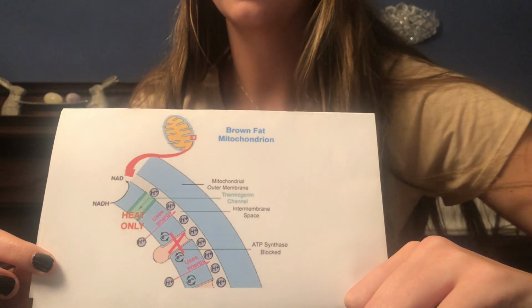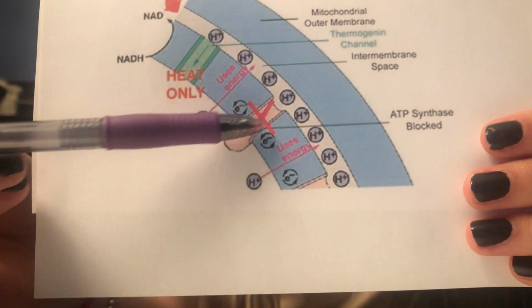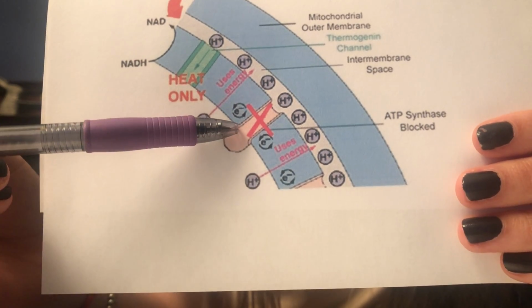In the second diagram, you can see a good representation of the ATP synthase being blocked in brown fat cells.